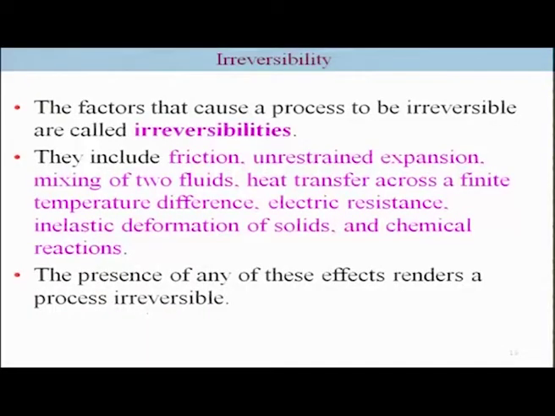So, what is the cause of irreversibility? These are friction, unrestrained expansion, mixing of two fluids, heat transfer across a finite temperature difference, and electrical resistance. For example, heat transfer across a finite temperature difference means the heat transfer will be very fast. On the other hand, when the delta T between the system and surroundings is very small, the system is very slow in transferring the heat, and that is what we assume as far as the reversible process is concerned.